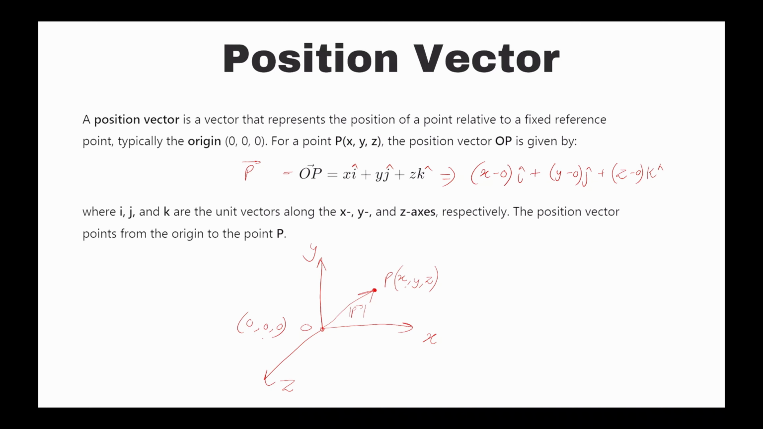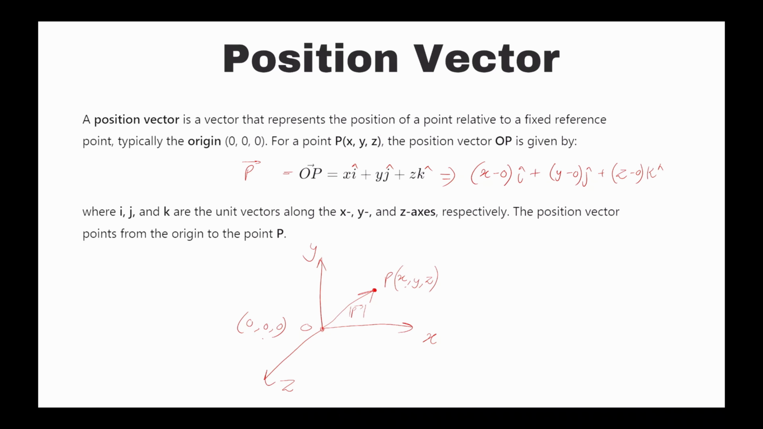So here you can see, if I am trying to find out the position vector of any vector, let's say, it is going to be from the origin. Its distance is going to be from the origin. So basically, my x i cap, y j cap, z k cap is nothing but x minus 0 i cap plus y minus 0 j cap plus z minus 0 k cap.